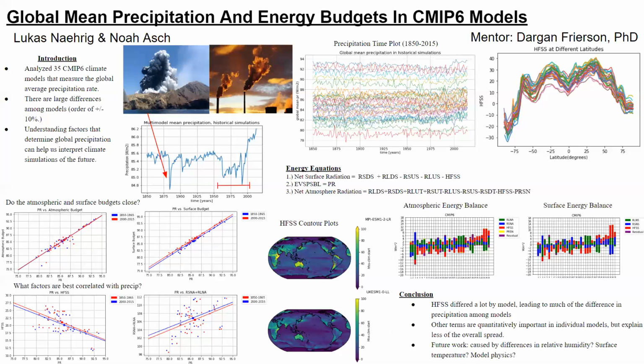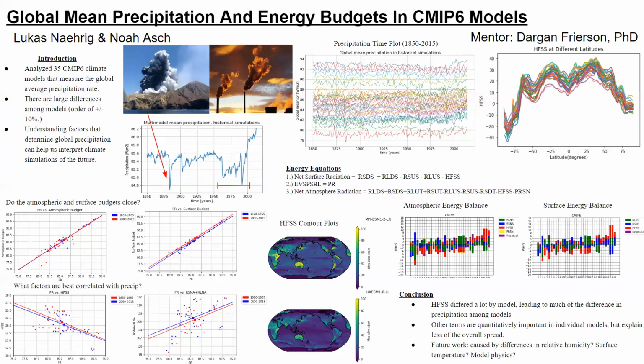Building off of the contour plots, we decided to construct a plot of HFSS at different latitudes and noticed that the biggest range in variability between models was over the latitudes that encompassed a greater landmass. In future work, we'll look into differences in surface relative humidity, surface air temperature difference, and drag coefficient, as well as more detailed analysis of the energy budgets.